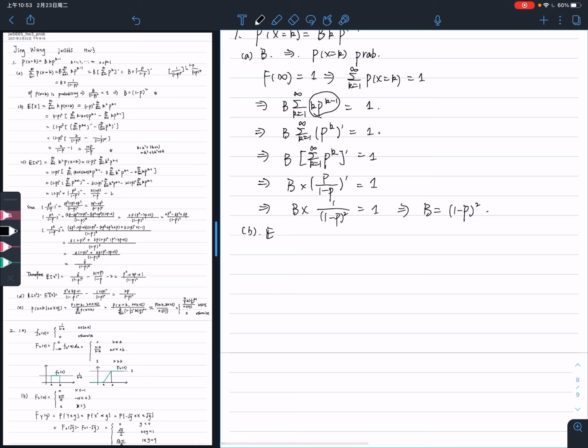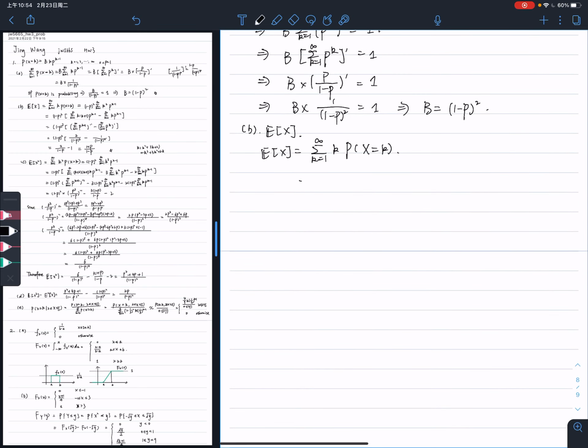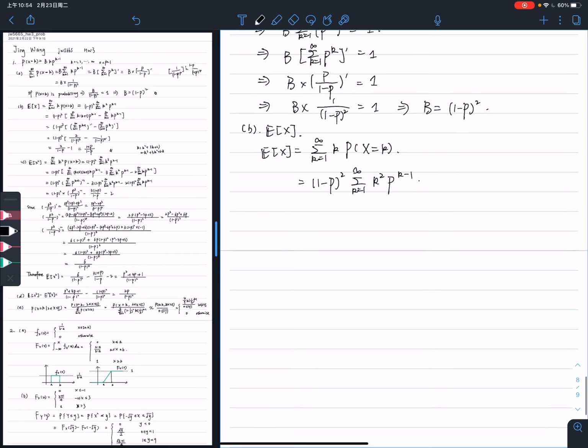Next we want to find the expected value of variable x. By the definition of the expectation, the expectation of x equals the sum of k from 1 to infinity of k times the probability that x equals k. So by the definition, it is (1 minus p) squared times the sum of k from 1 to infinity of k squared p^(k-1).